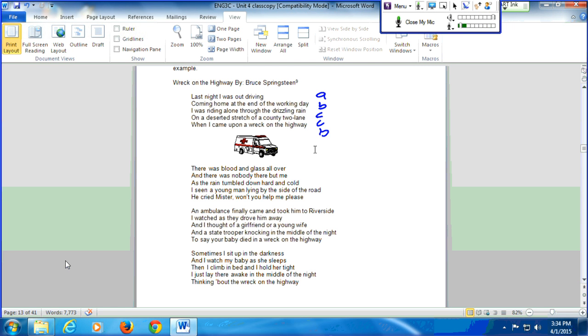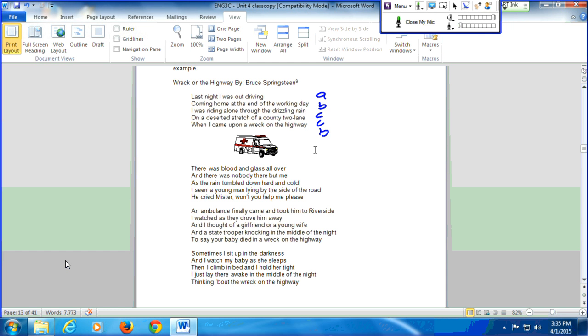And so our next line is, there was blood and glass all over, and there was no one there but me. As rain tumbled down and cold, I see a young man lying by the side of the road. He said, "Mister, will you help me, please?" And the ambulance finally came and took him into Riverside. I watched as they drove him away. I thought of the girlfriend, of the young wife, and a state trooper knocked in the middle of the night. They say a baby died in a wreck on the highway. Sometimes I sit up in the darkness and watch my baby as she sleeps. I climb in bed and I hold her tight, just lay there awake in the middle of the night, thinking about the wreck on the highway.